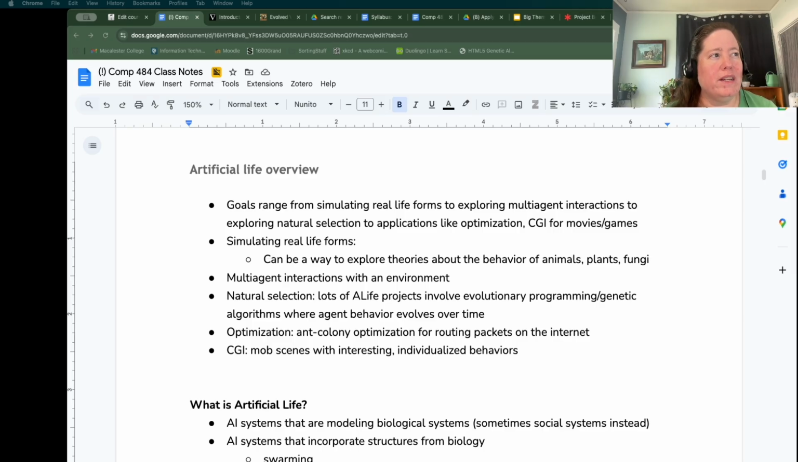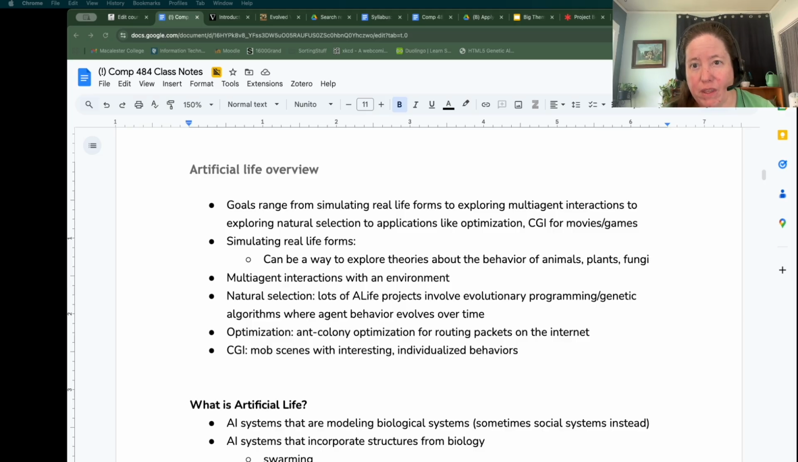So, simulating real life forms. There are people who work within artificial life who are very serious about this. They insist on trying their best to accurately model in a simulated form some aspects of real life animals because they're interested in being able to learn more about those animals' behavior. And if you don't accurately simulate them, then you might make mistakes. They have theories about the behavior of animals or plants or fungi, and they want to explore those in a simulated realm.